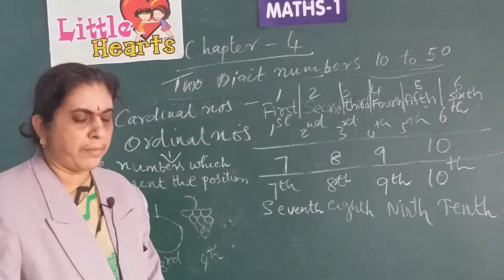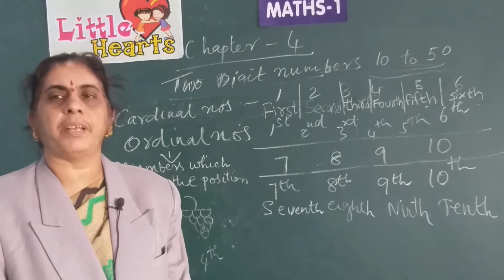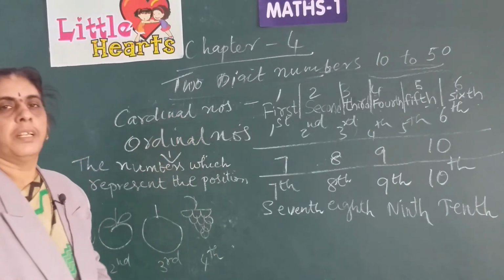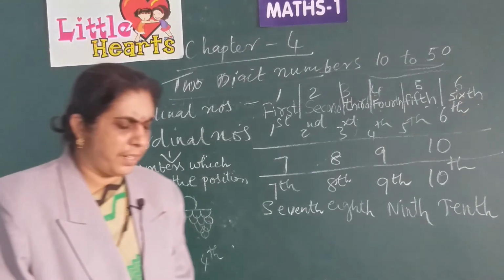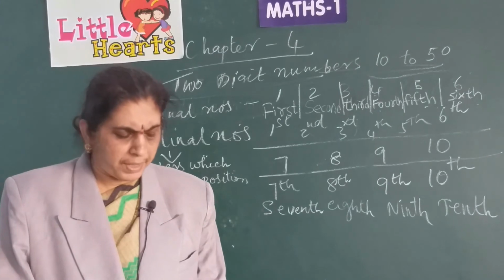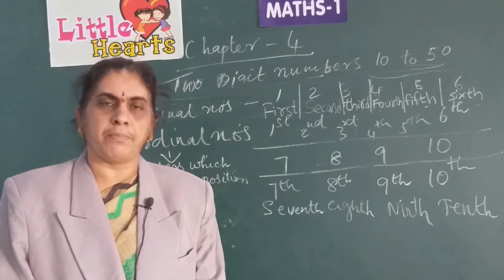Yes, children, the numbers which we learned, 1, 2, 3, 4, 5, 6, 7, 8, 9, are called cardinal numbers. Now, you are going to learn about ordinal numbers. The numbers which represent the positions of the objects are called ordinal numbers.